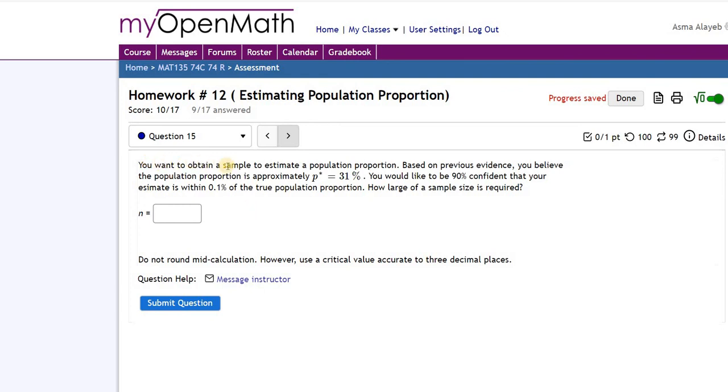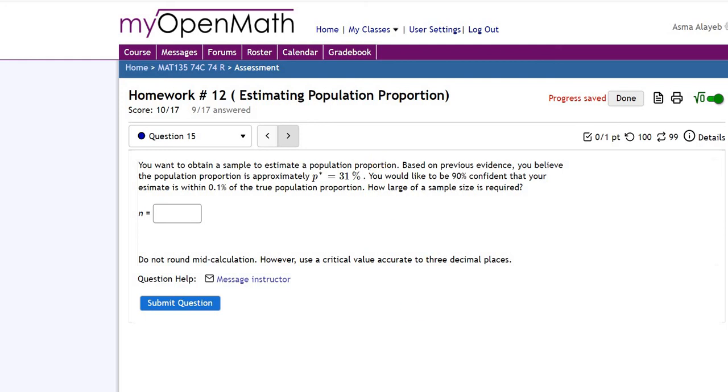So you want to obtain a sample to estimate a population proportion based on previous evidence. You believe the population proportion is approximately 31%. So P hat in this case is 0.31, or 31%, sorry. We need to write it as a percentage. You would like to be 90% confident, so the level of confidence is 90%, and you need to be within 0.1 of the true population. So the margin of error is 0.1%.